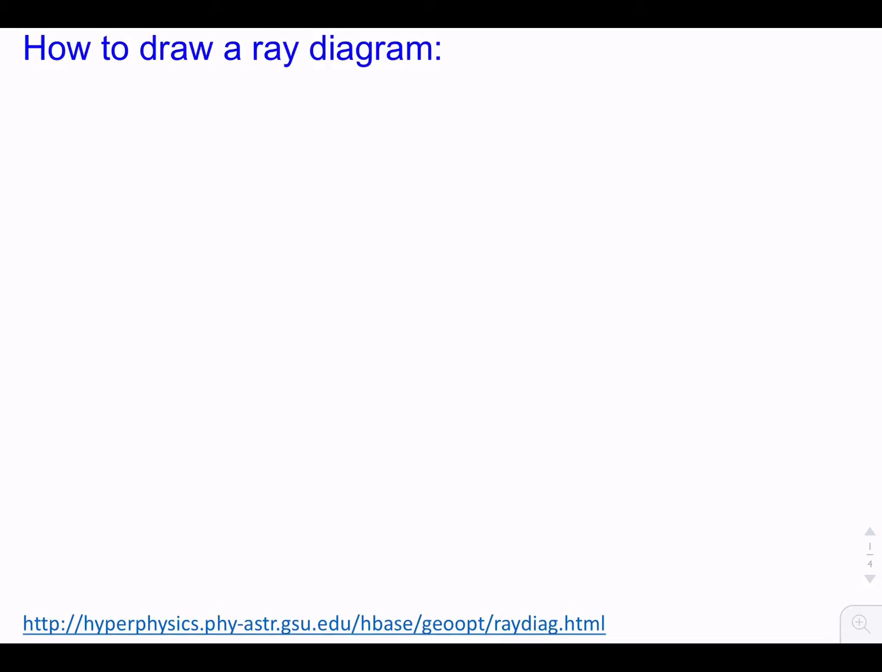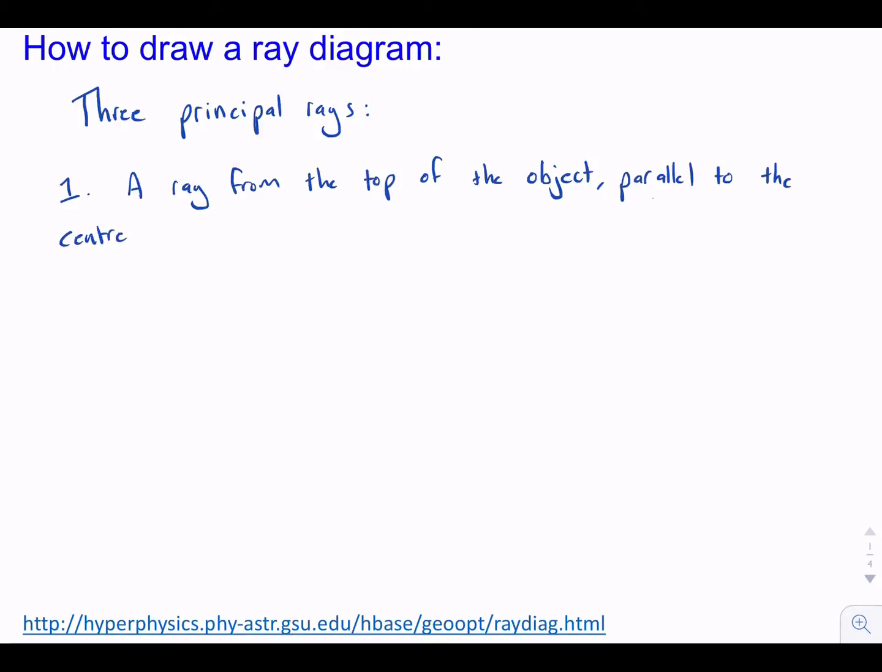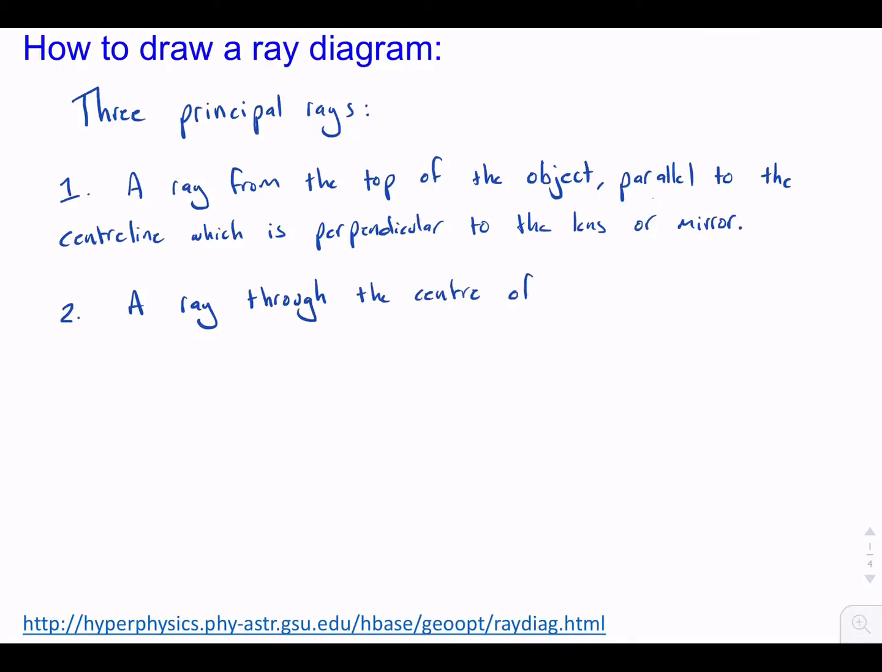Before we move on to some examples in optics, let's see how we draw a ray diagram. There are three principal rays. The first one is a ray from the top of the object parallel to the center line, which is perpendicular to the lens or mirror. The second ray is a ray through the center of the lens or mirror, which will go through undeflected.